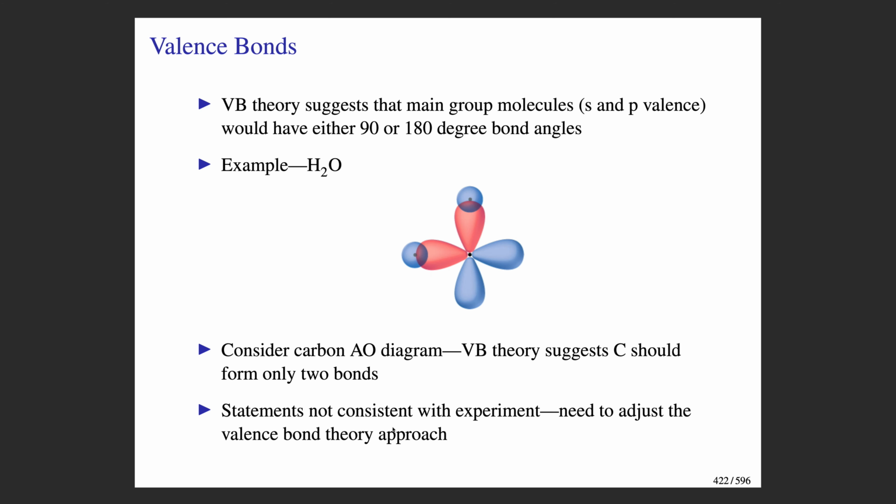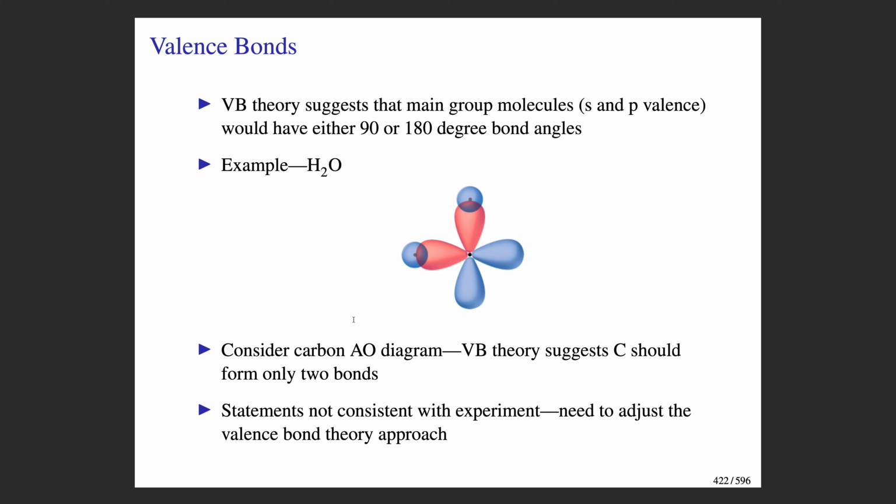If we were to look at the main idea of the valence bond theory, which says that the bonds and the bond directions involve maximal atomic overlap between two atomic orbitals, we would wind up with all chemical bonds being either 90 degrees or 180 degrees. Let me explain that.